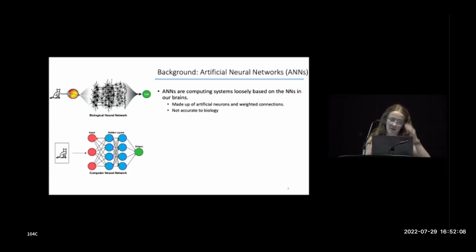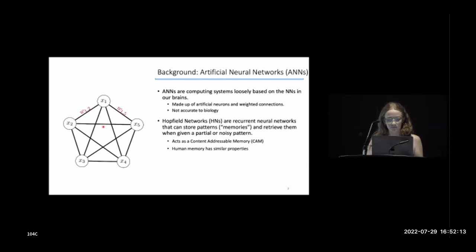Hopfield networks were introduced by John Hopfield in 1982, and they are recurrent neural networks that store binary patterns as memories, and they can retrieve them when given a partial or noisy version of one of these patterns. And in this sense, it acts as a content addressable memory, or a CAM, which is essentially a system that, when given a partial version of a pattern, can produce the best match from memory.